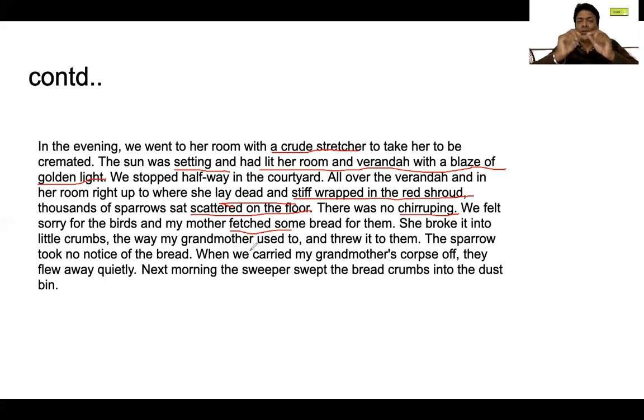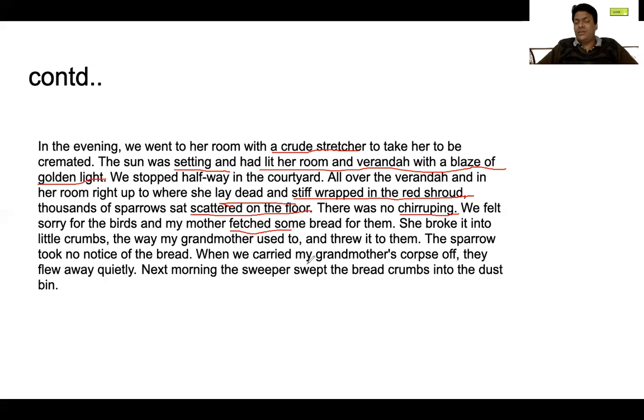She broke those pieces of bread into little crumbs, the way the writer's grandmother used to provide to the sparrows. The writer's mother also did the same and threw it to them, providing the food to them. The sparrows took no notice of the bread.